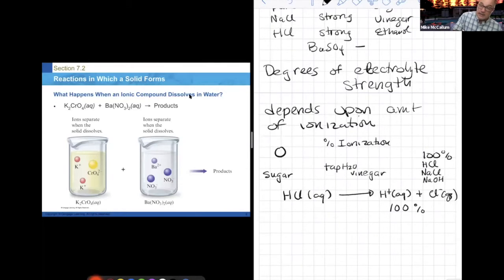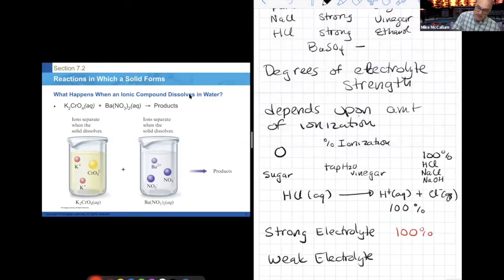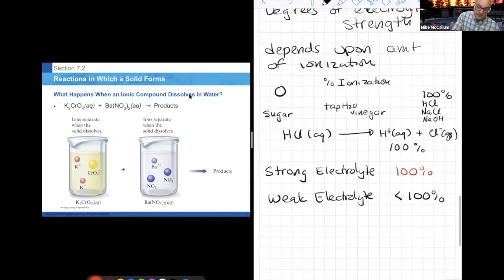It turns out that we have some descriptive words for this. A strong electrolyte is identically 100% ionized, right? A weak electrolyte is more than zero, but less than 100% ionized, right? It could be 85% ionized, and that's classified as a weak electrolyte. That's a little strange, but that's the definition, right? A non-electrolyte is 0% ionized.